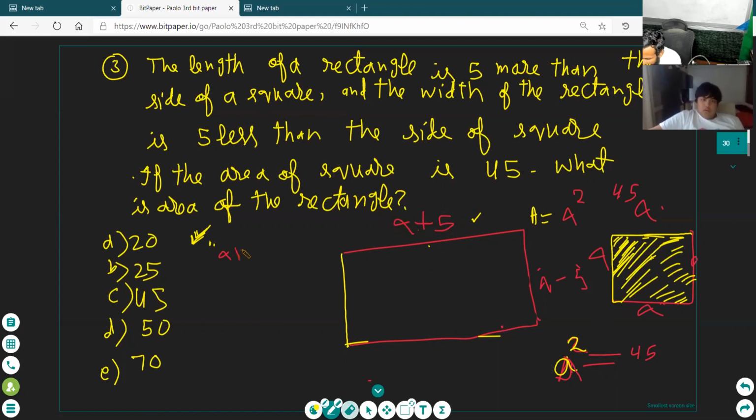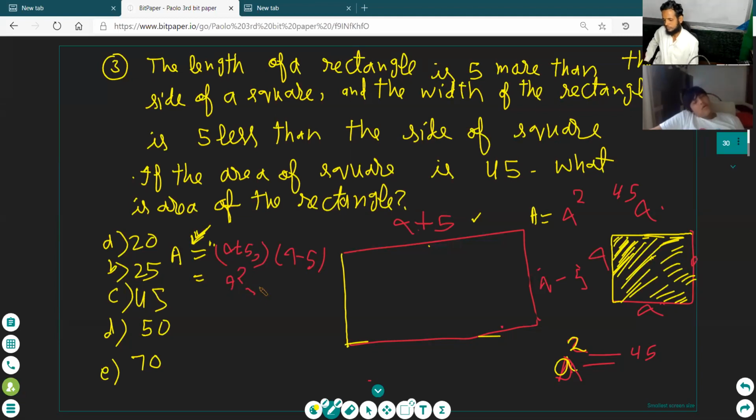Paulo, what are you doing? What is the formula of the area of the rectangle? It's base times height. I'm doing base times height. No, length into width. Its formula is length into width. Now multiply. You know the formula, A plus B into A minus B. What is the answer?